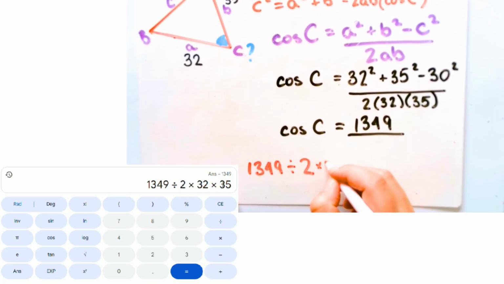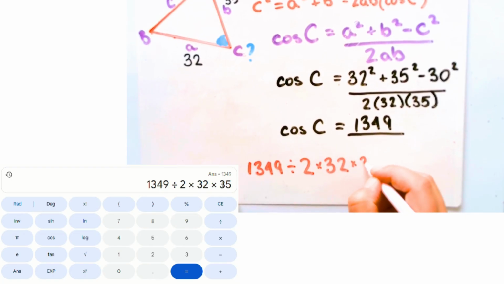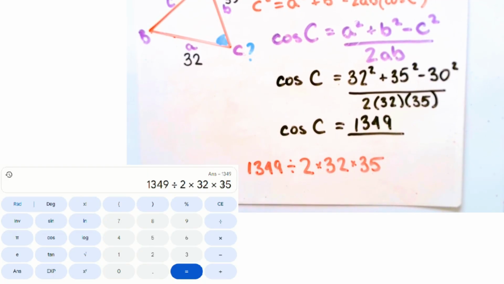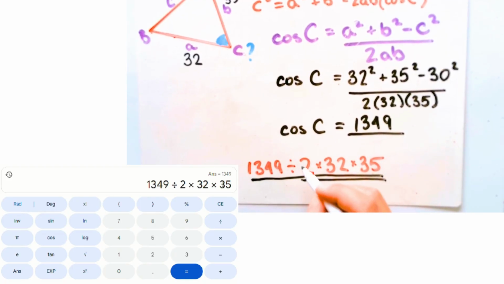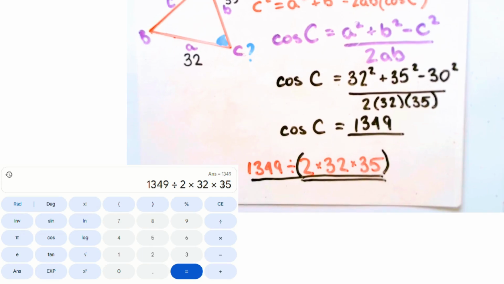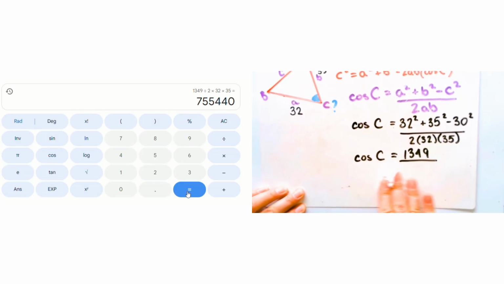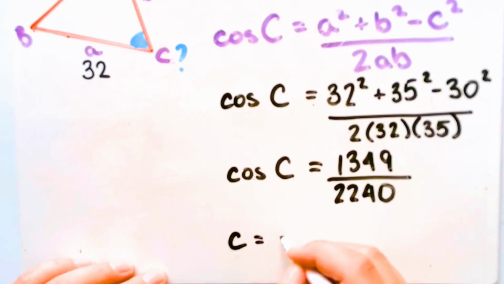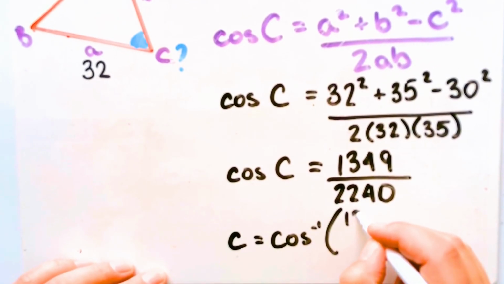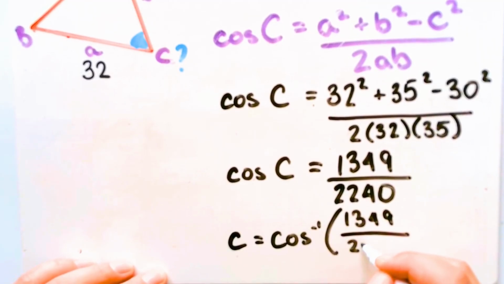This is what it looks like when you write it out on paper. 1349 divided by 2 times 32 times 35. Do you see what's happening there? Your calculator, again, is following BEDMAS, and it's first dividing by the 2, but then it's multiplying by the 32 and by the 35, not keeping it in the denominator. What you need to do is have that denominator separate. Again, that gives us nonsense. I need to calculate the denominator and write it down before I can proceed. From here, you can either divide the two numbers and get a decimal value or go straight into taking the cosine inverse of the ratio.